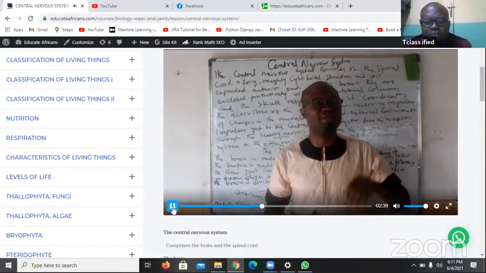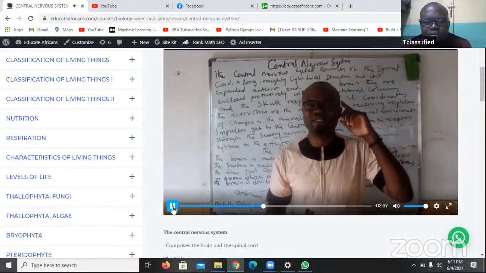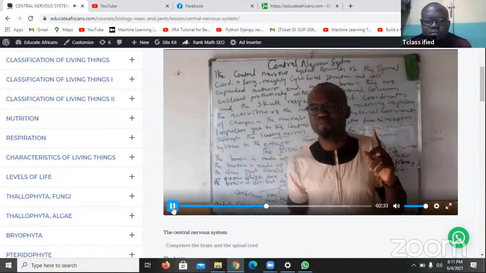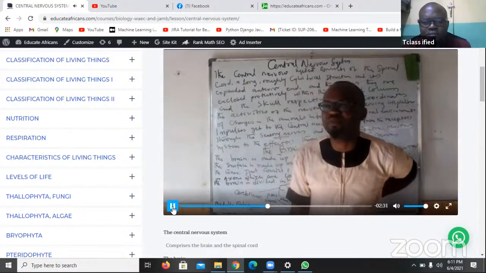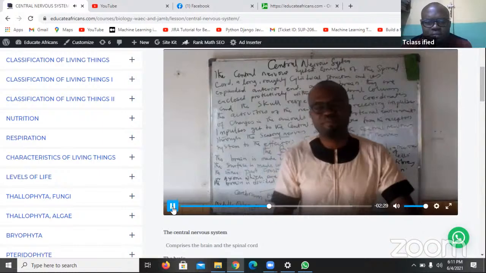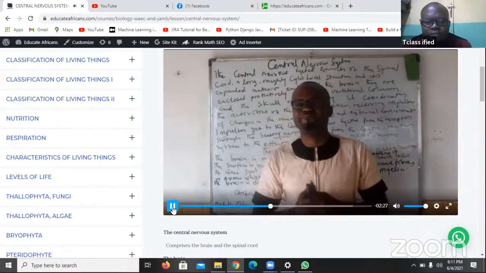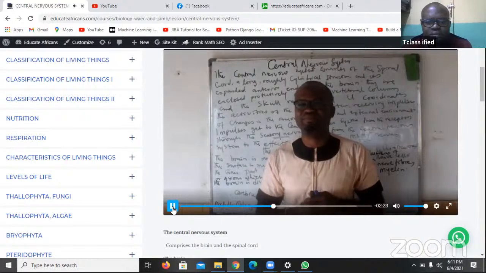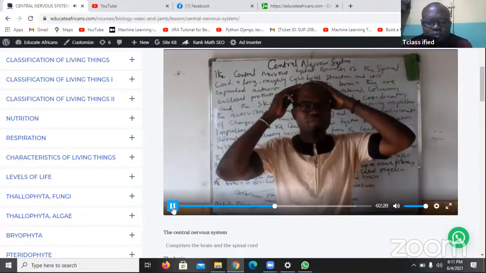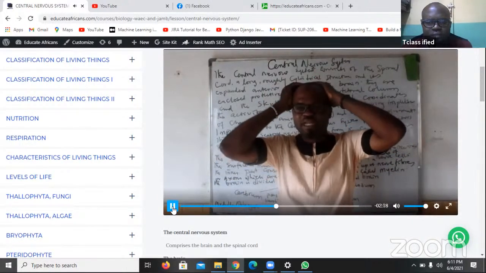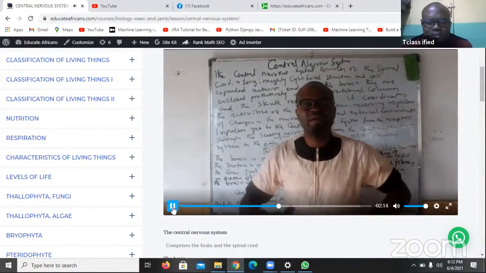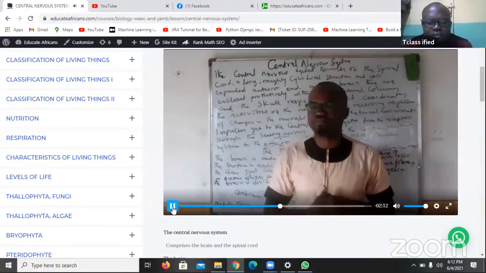When you have an accident and your brain is affected, you will not be able to do many things. You might not be able to walk. If your spinal cord has a problem, you might not be able to walk. You might not be able to sense things on your body. So those two parts of the body are very, very delicate. And that is why you have the skull, which is a hard material protecting the brain, and you also have the vertebral column, which is another hard material protecting the spinal cord.